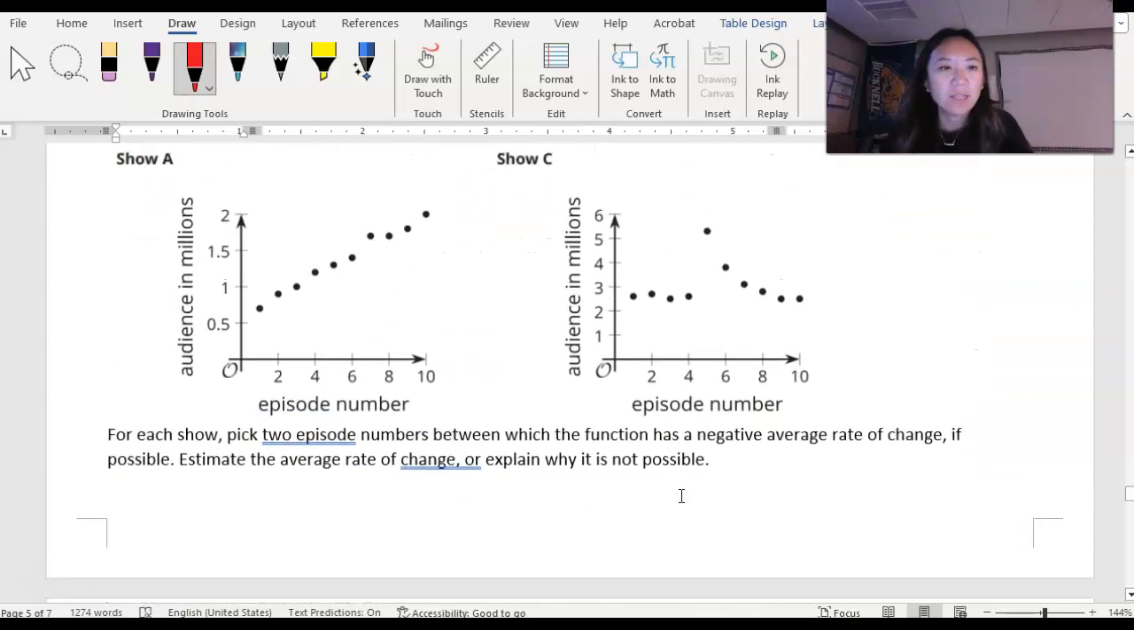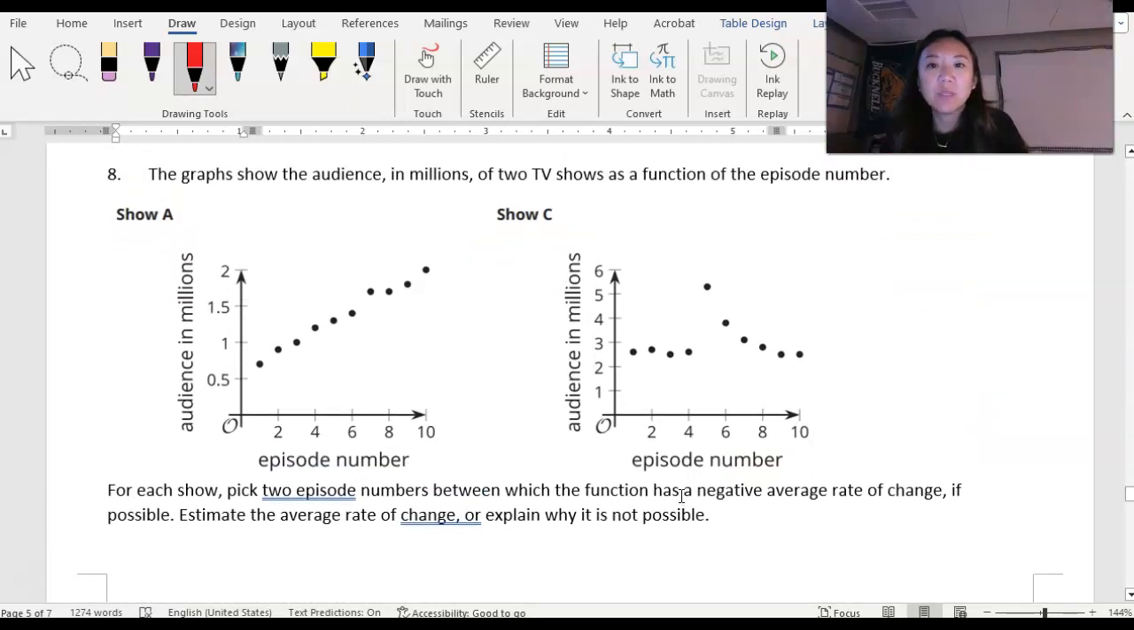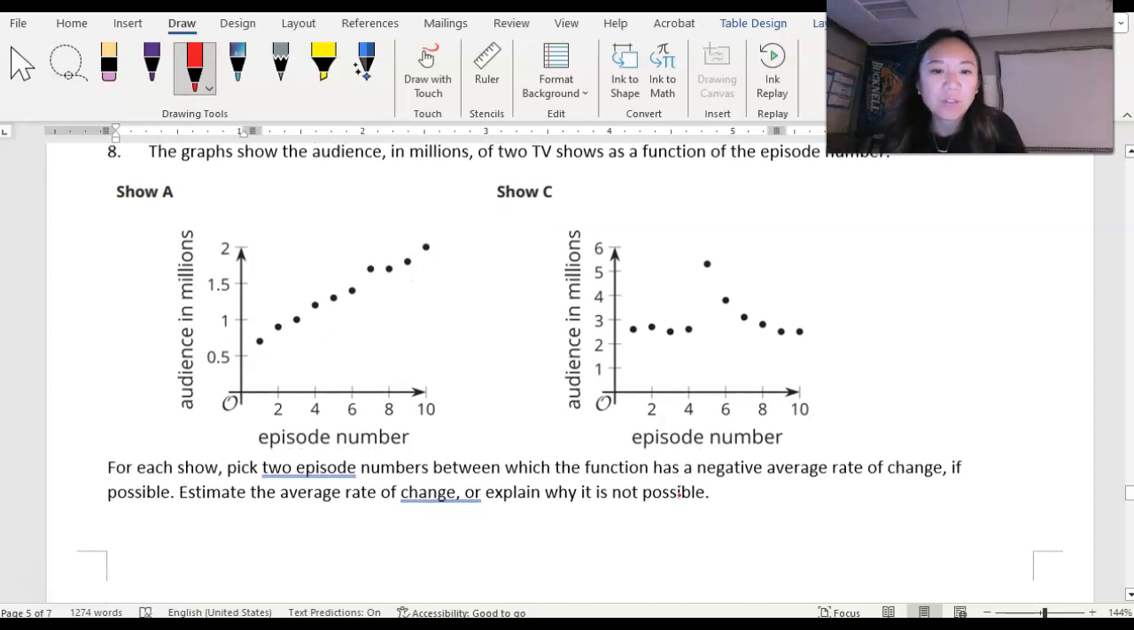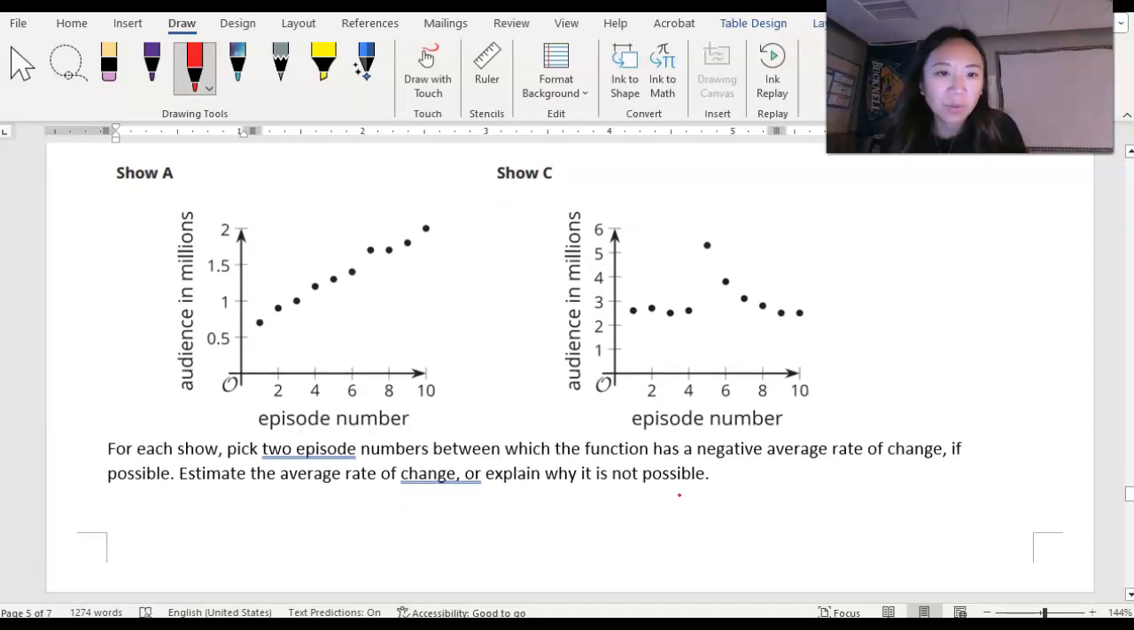All right, our last one: the graph shows the audience in millions of 2 TV shows as a function of the episode number. For each show, pick 2 episode numbers between which the function has a negative average rate of change, so where we're seeing a decline in watching, and estimate the average rate of change or explain why it is not possible. All right, so between this and show A, between these 2 episodes is where we would see the most negative change. Otherwise, everything's very positive, right? And then here is where we see another negative dip.